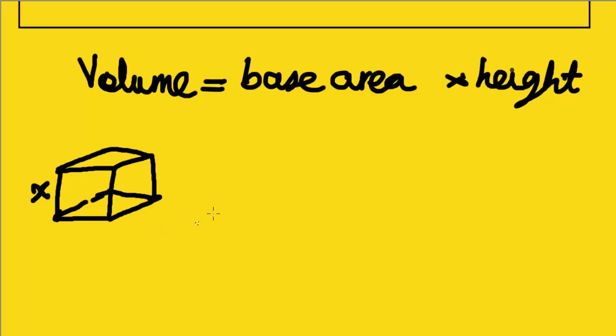And if I consider just the base area of the cube, all its sides are of length x. If I draw it this way, all the sides of length x. And what's the area of a square? It's length times breadth. So the base area, I'm going to call it BA.